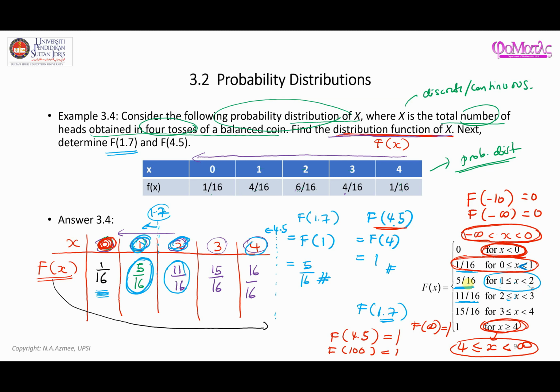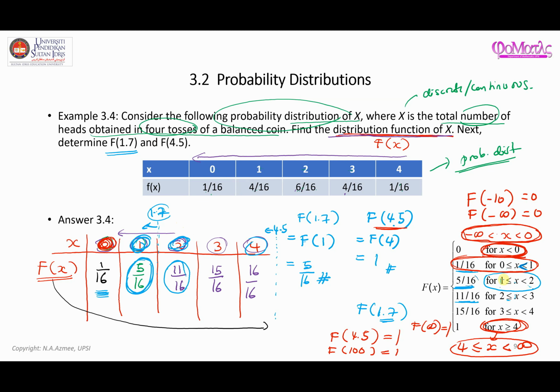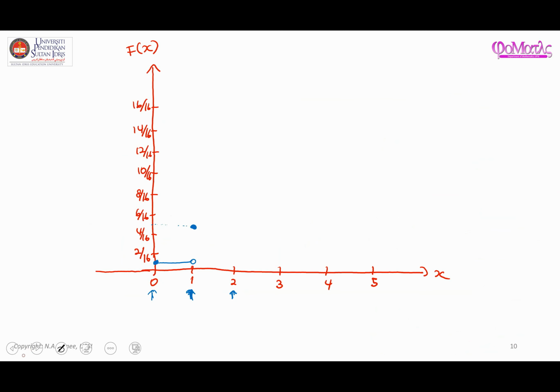Now between 1 and 2, it's going to be 5/16. We're going to consider between 1 and 2, 5 over 16 maybe somewhere here. And at this point, we're going to use a full circle because you can see clearly that we have an equal sign here, x greater than or equal to 1. Therefore, 1 is included, so we use a full circle. So 5 over 16 until 2, and right here this is a full circle and this is an open circle, yeah?